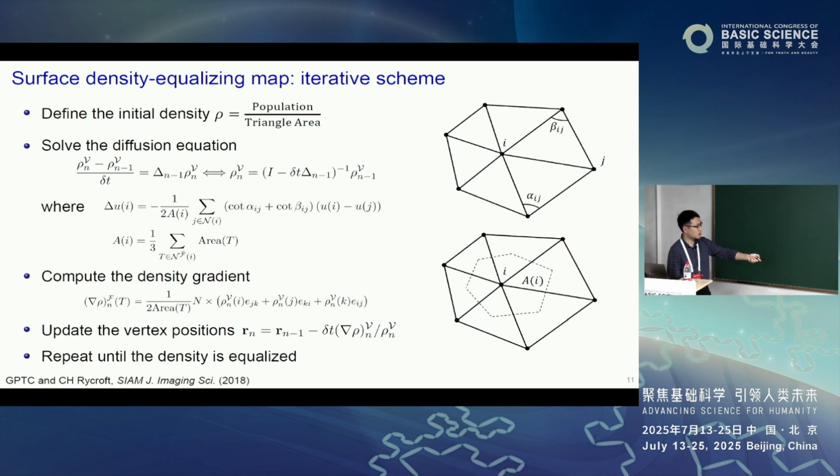And with this, after we solve for the diffusion equations, we can then get the density gradients. And again, the density gradients can be discretized on either the triangular faces or the vertices. And once we have that, we can use the density gradient to update the vertex positions. And then we can just repeat this procedure iteratively until the density is equalized. So that helps us achieve the desired density-equalizing mapping effect.